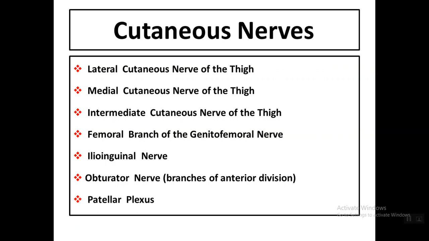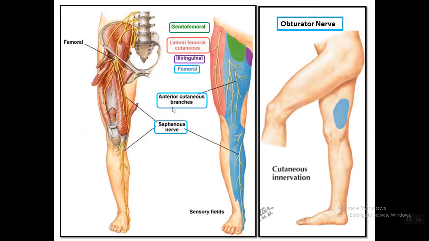And the patellar plexus. This is formed from branches from the medial, intermediate, and lateral cutaneous nerves of the thigh and the branch from the saphenous nerve. These are in red color.